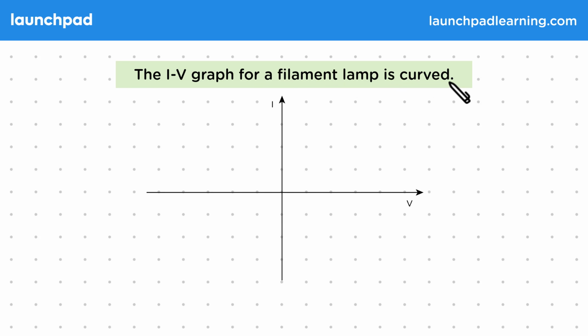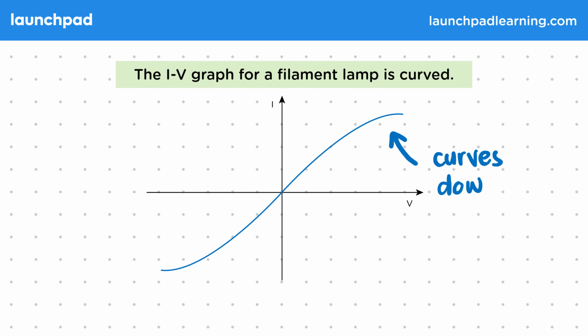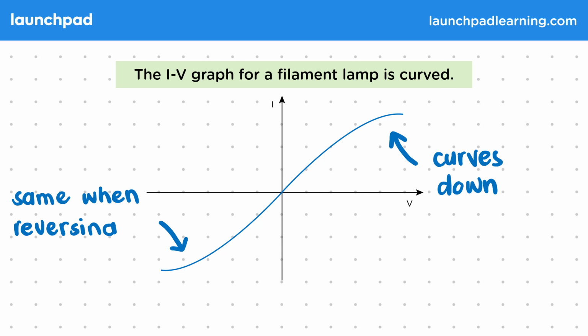Remember that IV graphs show us the relation between current and potential difference for a component, with current on the y-axis and potential difference on the x-axis. For a filament lamp, the graph would look like this. It's roughly straight in the middle for low potential differences, and then it curves down as we get to higher potential differences. This pattern is the same when reversing the current to get negative values, so it doesn't matter which way we connect the lamp.